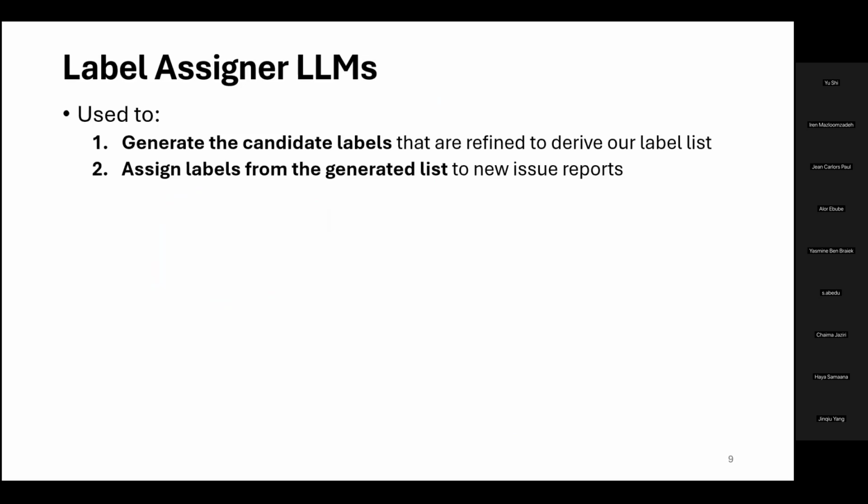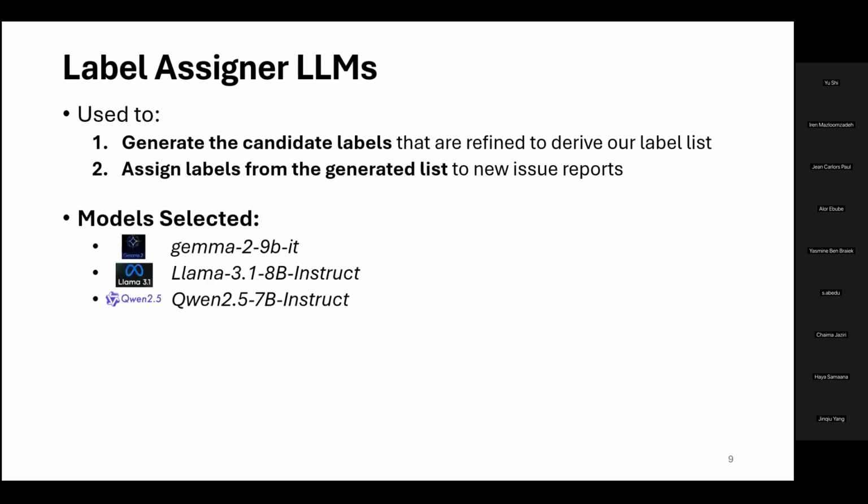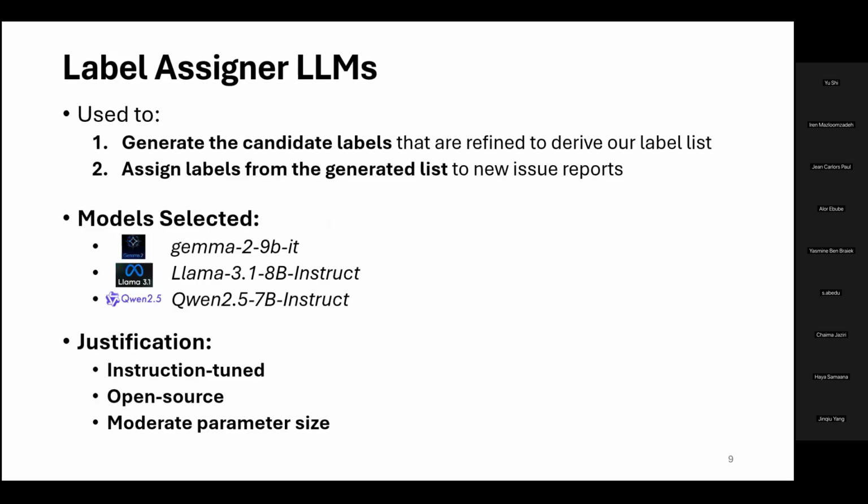And then another component we have is the label assigner LLMs. These are used to generate the candidate labels that are refined to derive a label list and assign labels from the generated list to new issue reports. We use these 3 models: Gemma 2 9 billion instruction tuned, Llama 3.1 8 billion instruct, and Qwen 2.5 7 billion instruct. And the justification for choosing them is, one, that they're instruction tuned because these prompts can be quite challenging to understand. So this ensures that they're more robust in adhering to them. They're open source, which ensures reproducibility and accessibility for use. And then the moderate parameter size also provides an effective trade-off between performance and computational cost. So that's why we picked them.